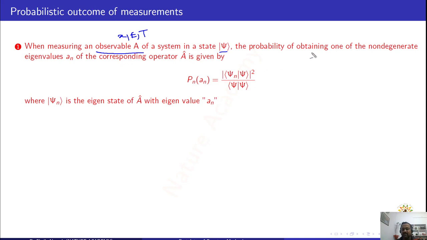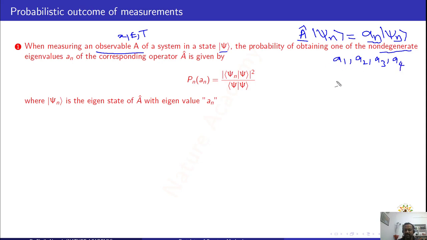Here I'll write the eigenvalue equation. When operator A is operating on a wave function psi_n, you will get the eigenvalue a_n and the same state function psi_n. If the system has non-degenerate eigenvalues, that means the eigenvalues are different, they are not equal. Different eigenvalues have different eigenstates.